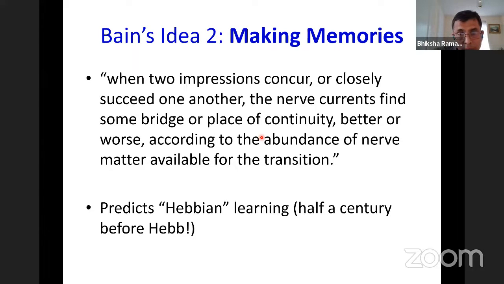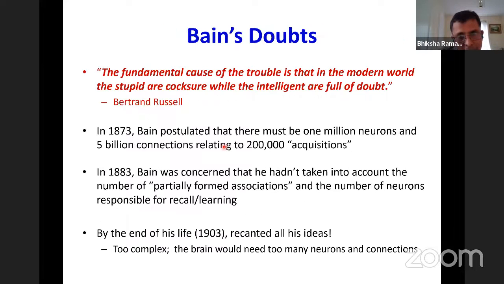Bain also came up with a model for how the brain could learn to store these percepts. He said, "When 2 impressions concur or closely succeed one another, the nerve currents find some bridge or place of continuity, better or worse, according to the abundance of nerve matter available for the transition." Basically, he said that nerves that fire together, wire together. This predicted Hebbian learning 50 years before Donald Hebb.